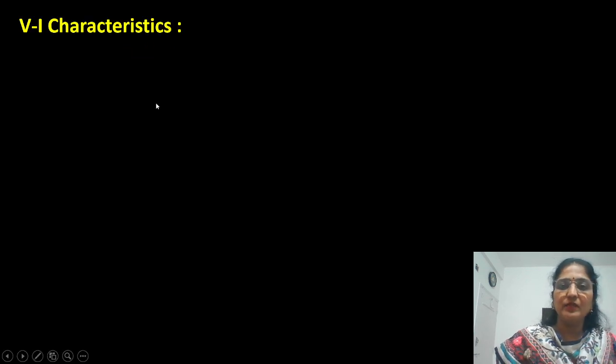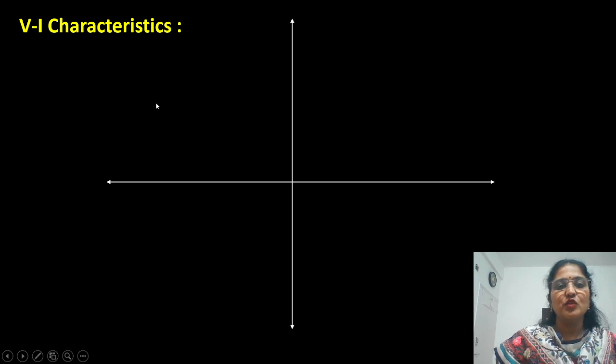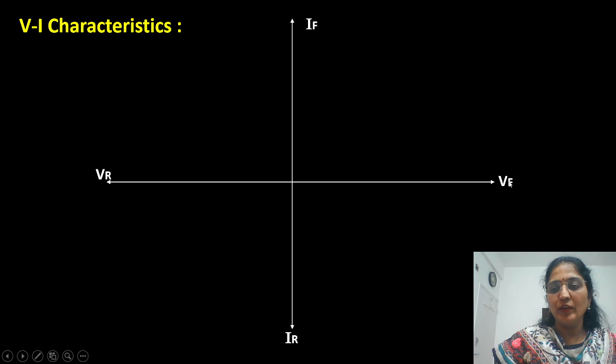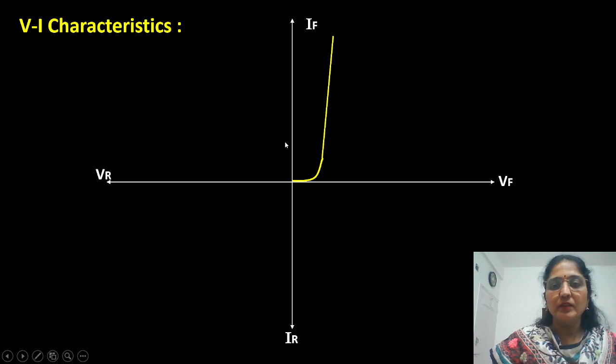So VI characteristics we will see. VI characteristics is nothing but a graph plotted between the voltage across the diode and the current flowing through the diode. This is the voltage across the diode in forward bias and the current flowing through the diode in forward bias. This is the voltage drop across the diode in reverse bias, and this is the current flowing through the diode in reverse bias. The forward characteristics of a Zener diode are the same as a semiconductor diode, so I am not going to explain that here.